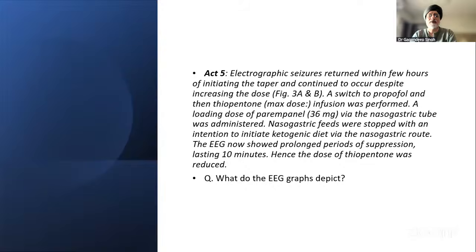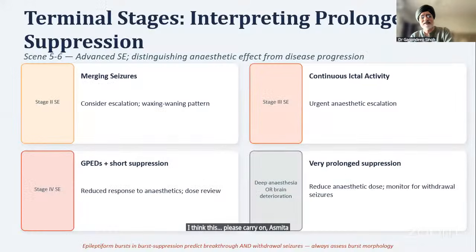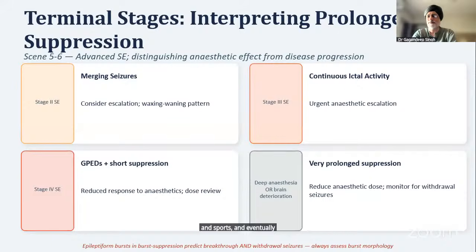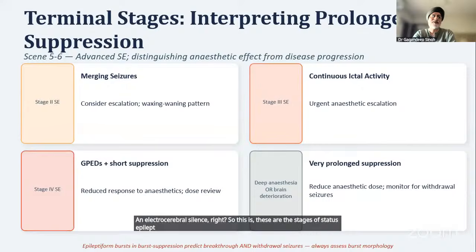Yeah, so please carry on, Asmita. Yeah, so this is how the EEG progressed. There were merging seizures, then continuous ictal activity. Then we started getting GPEDs, and the GPEDs became rarer and rarer and sparse. And eventually there was an electrocerebral silence, right? So these are the stages of status epilepticus. Next, please.